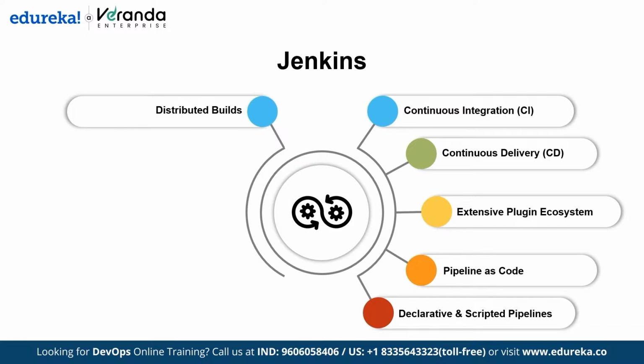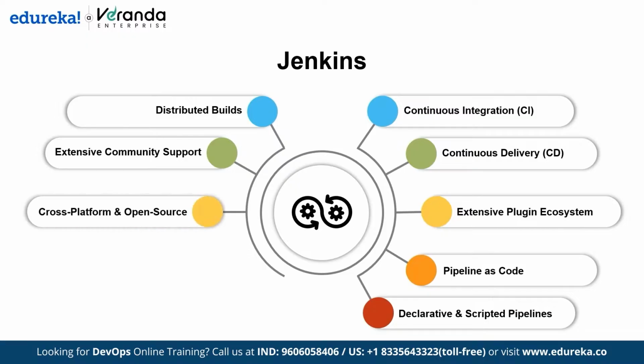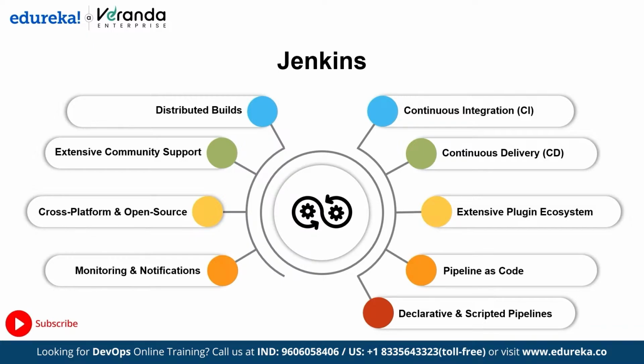Then it's distributed builds. Jenkins can distribute tasks across multiple nodes, enabling parallel job execution for faster builds in larger projects. Extensive community support. Jenkins has a large community with comprehensive documentation and plugins, making it easy for teams to adopt and customize. Cross-platform and open source. Jenkins works on multiple OSs and is open source, offering flexibility and customization for diverse project needs. Monitoring and notification. Jenkins notifies teams through email, Slack, etc. on build and deployment statuses to keep everyone informed.